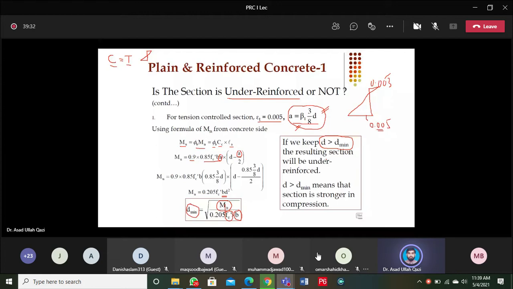and it means that the section is stronger in compression, or in a way I may say that steel will yield first, it will yield excessively, and then finally concrete will crush. So in design problems you will notice that we will be using this equation in order to select the section depth.